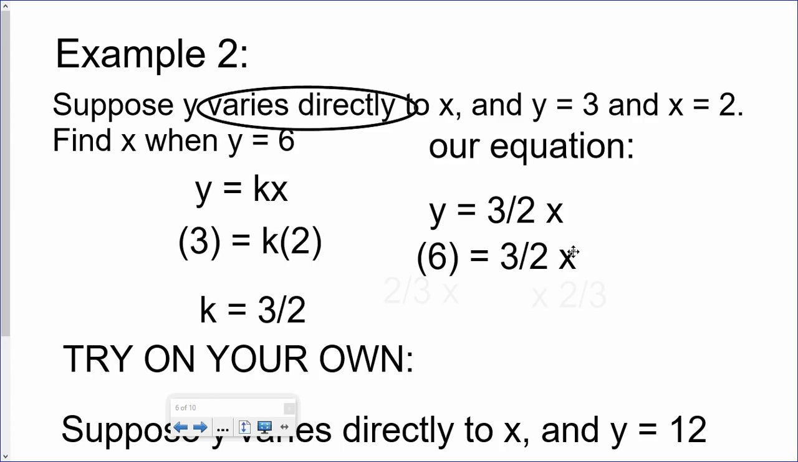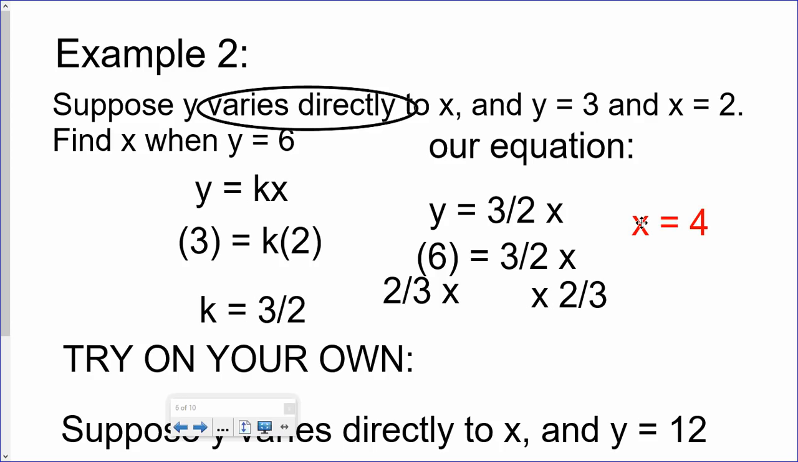So now I'm just going to go ahead and get x by itself so I can figure out what that value is. And here I actually multiplied by 2/3 just so I didn't have to deal with dividing a fraction. Multiplied it by 2/3, I get x equals 4.